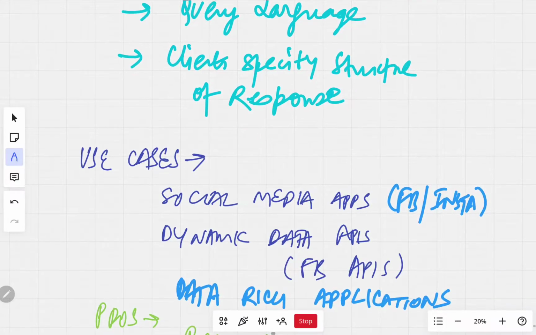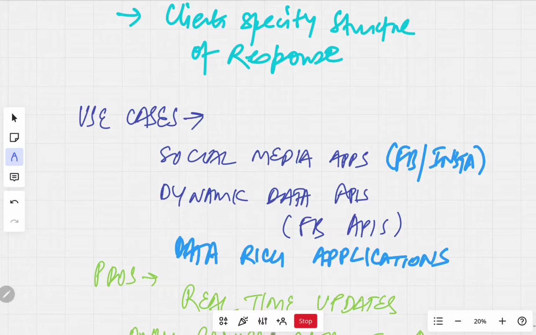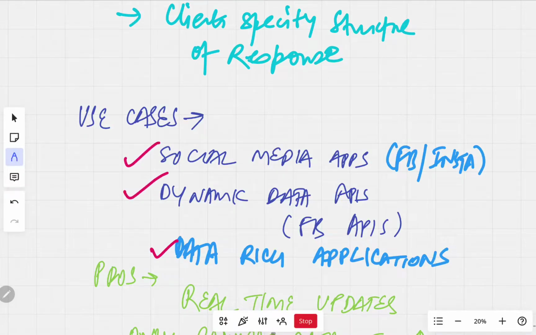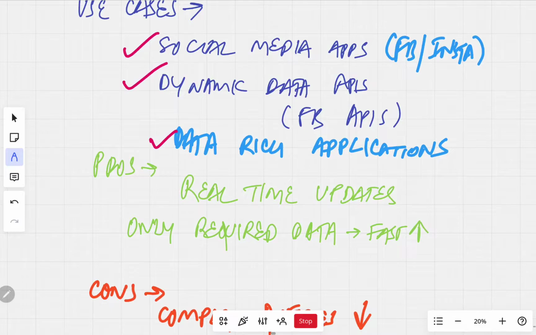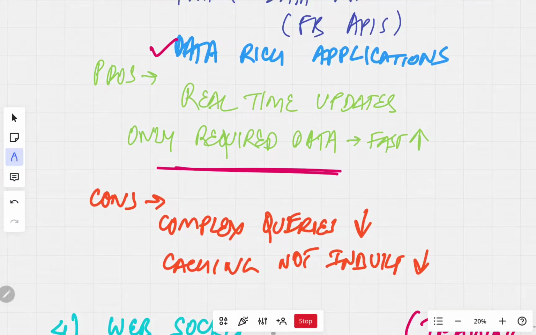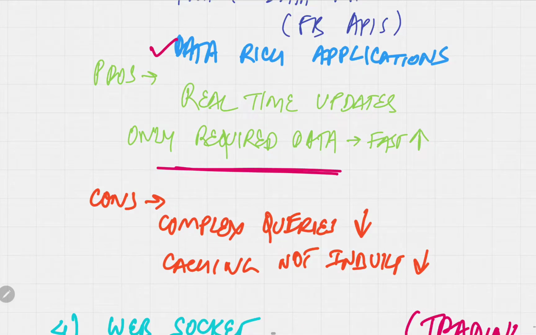Okay, because it gives dynamic data, right? It's good for data rich applications. Social media, you want to have it data rich to attract the users. Fine. Pros, as I told, only required data, so it's fast and we can get real time updates. Disadvantages, when the queries get bigger and more complex, it is not so good. There's no inbuilt caching, you have to think about it.